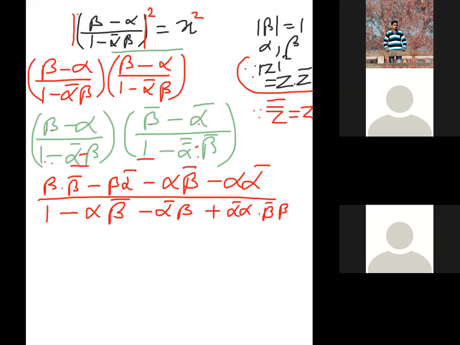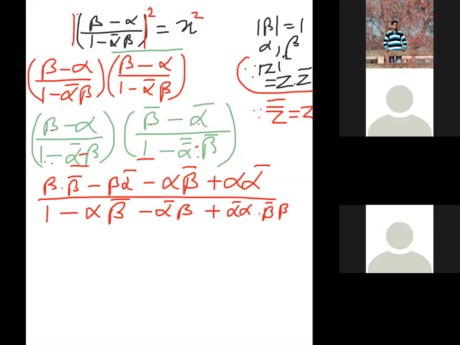Misbah, any problem in this step? No sir, there will be a plus, alpha alpha conjugate on top. Yes, you are very right. Now see, I'm changing the color after each and every step because you must be able to see the steps. Otherwise, there might be some confusion.